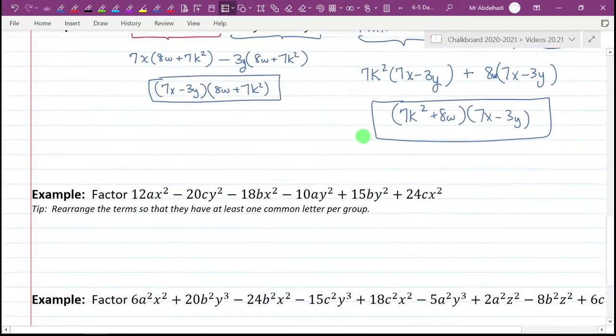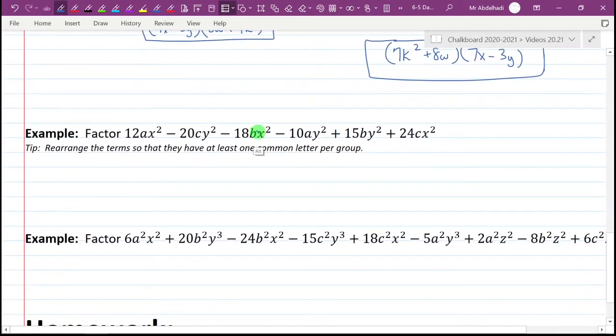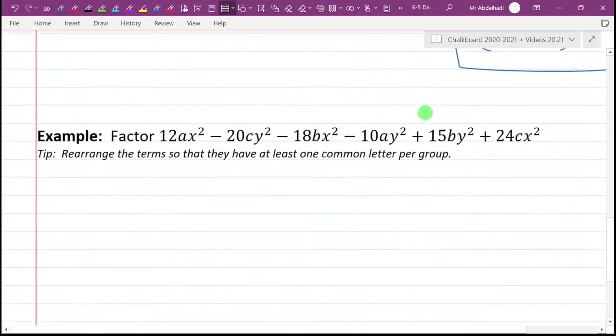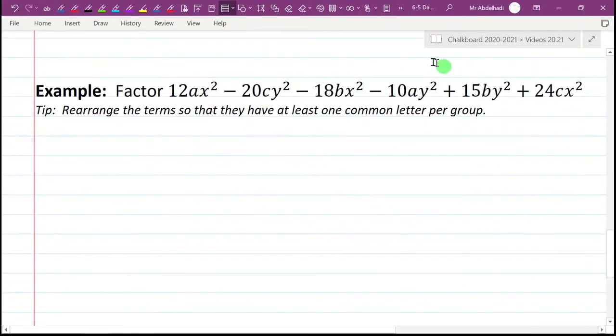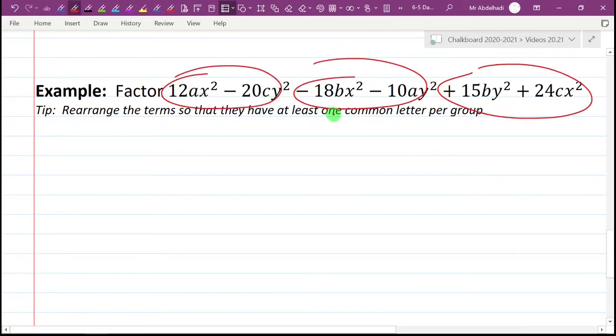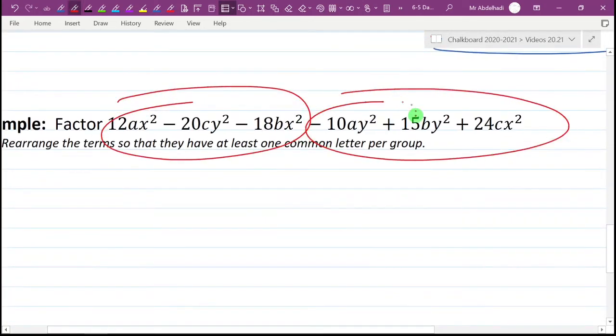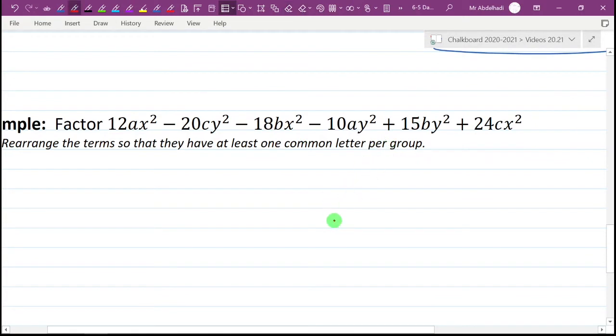Okay, so this next one has 6 terms, and once again, I've been saying this all along, but there's a tip written here: rearrange the terms so they have at least one group in common. Now, because this is 6 terms, you can group as 2, 2, and 2, or you can group as 3 and 3, like that. The question is, which are you going to use?